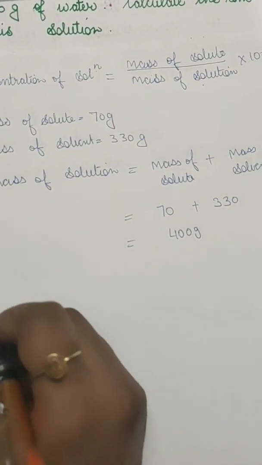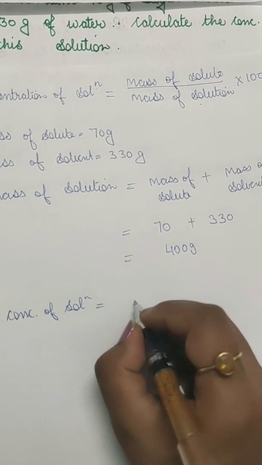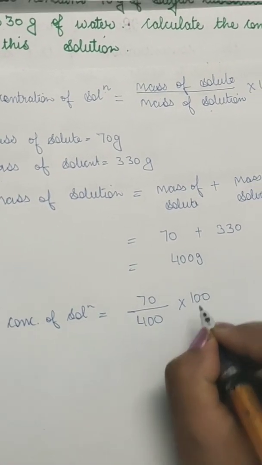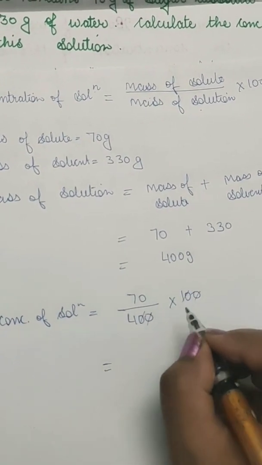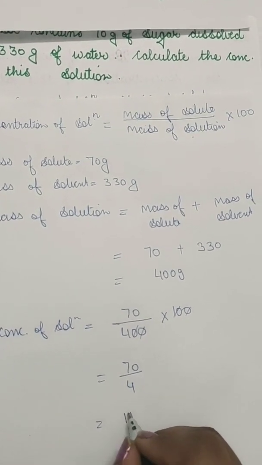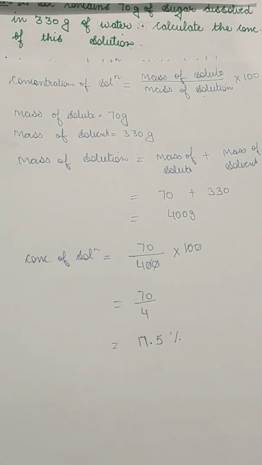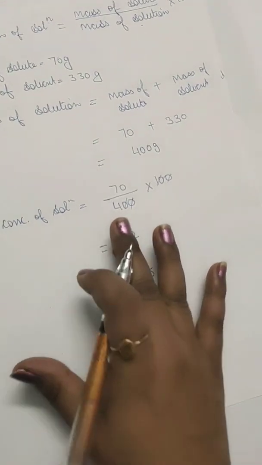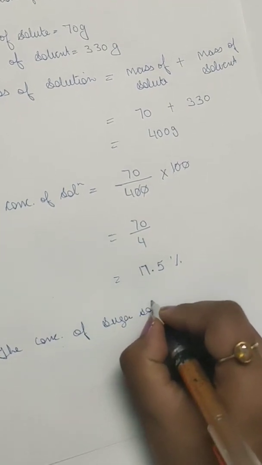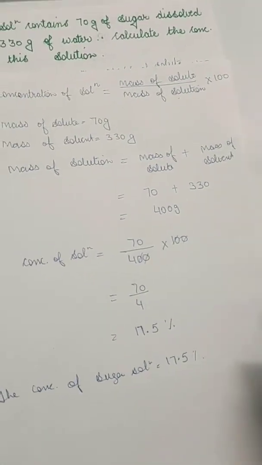We can easily put it into the formula: concentration of solution equals mass of solute, what is the mass of solute here? Yes, that is 70, and mass of the solution is 400, into 100. After solving this, we can cut the zeros and it will be 70 upon 4, which comes to 17.5%. So the answer is: the concentration of sugar solution is 17.5%. This is the easy method to find out the concentration of solution.